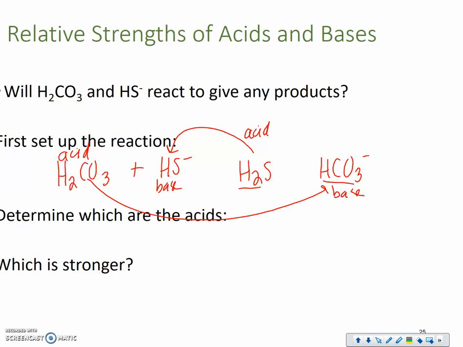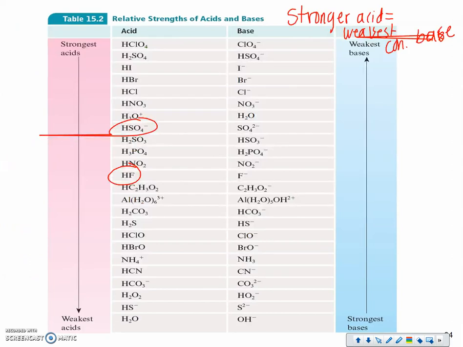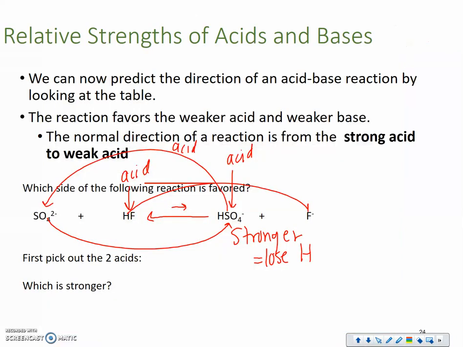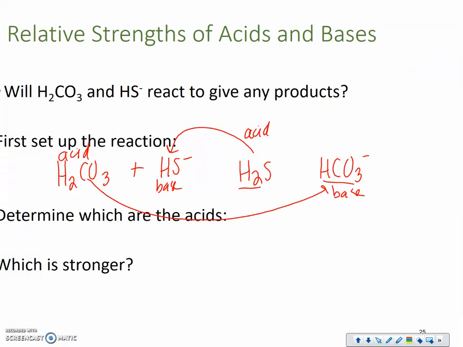So if we look at those two acids, H2S and H2CO3, H2CO3 is slightly stronger, so that will go in this direction where it wants to lose the hydrogen better, and then a few of them, your H2S's, will want to lose as well.